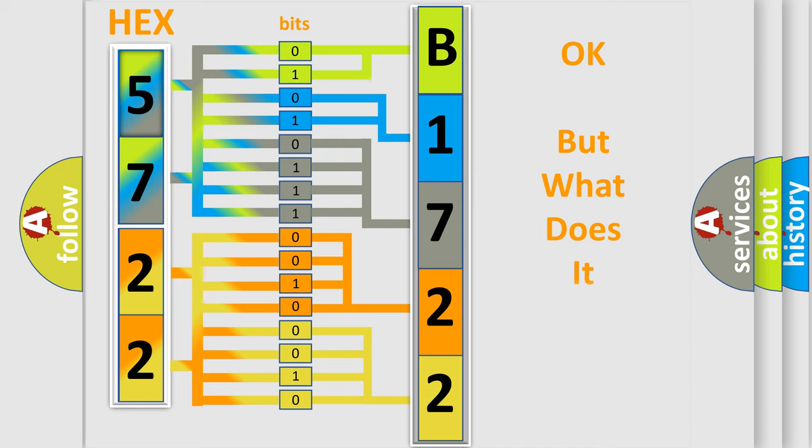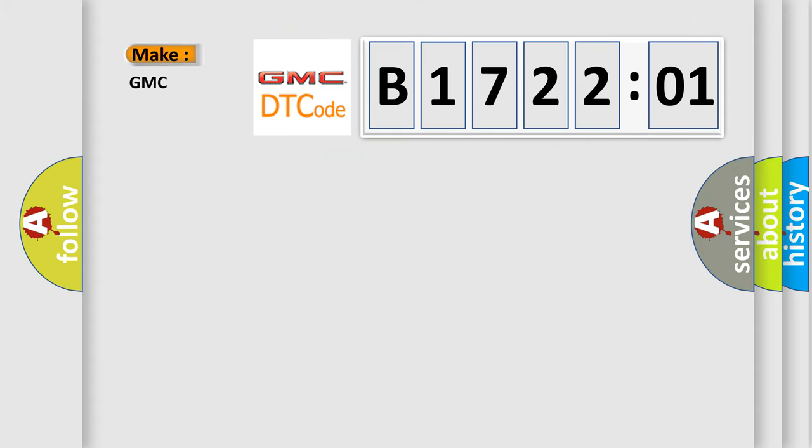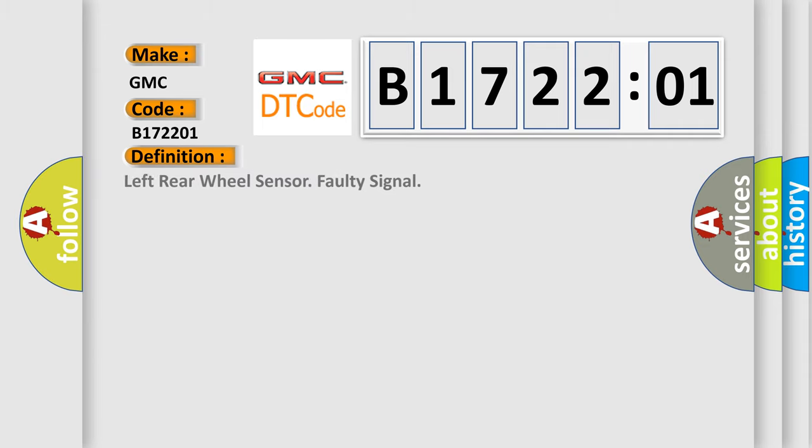The number itself does not make sense to us if we cannot assign information to what it actually expresses. So, what does the Diagnostic Trouble Code B1722-01 interpret specifically for GMC car manufacturers? The basic definition is left rear wheel sensor faulty signal.